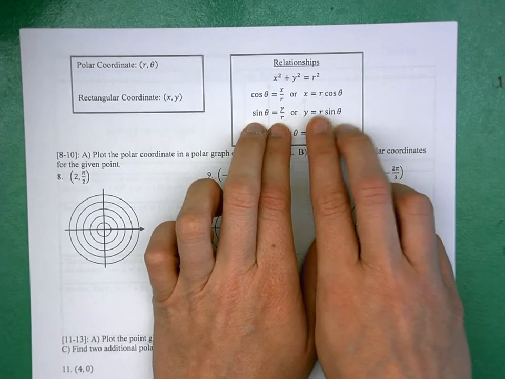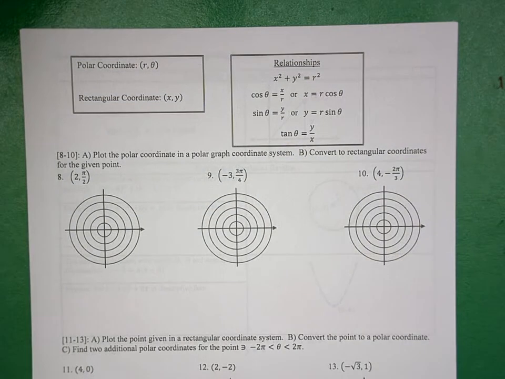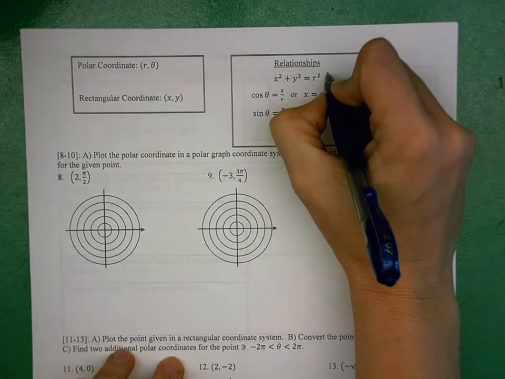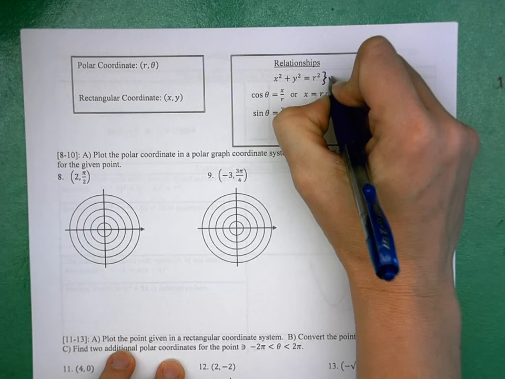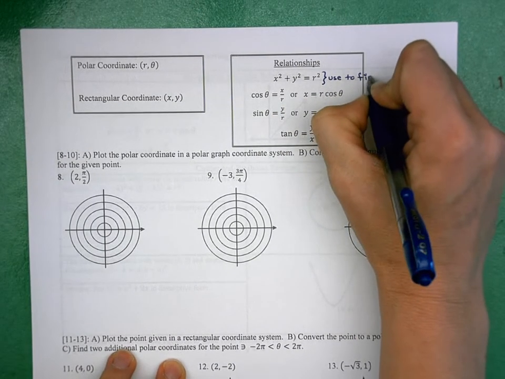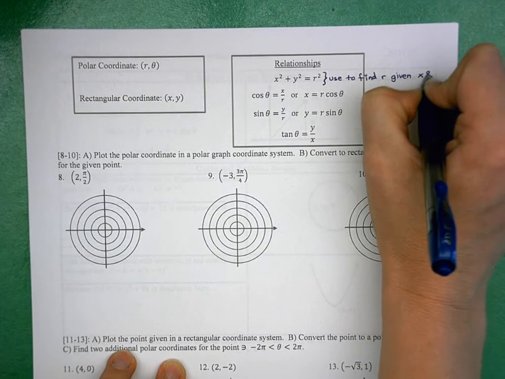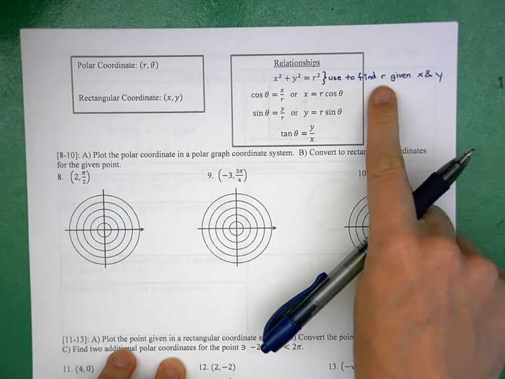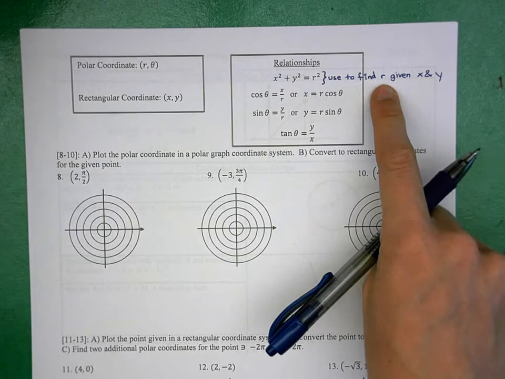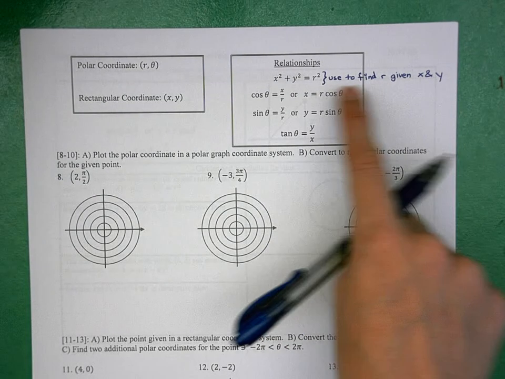And then tangent theta, reminder, is y over x. Each of these relationships is used in a different way. A lot of times we use this top one to find r given x and y. So you'll use this one, I'd say primarily, when you have a rectangular form that you're trying to turn into polar, right?